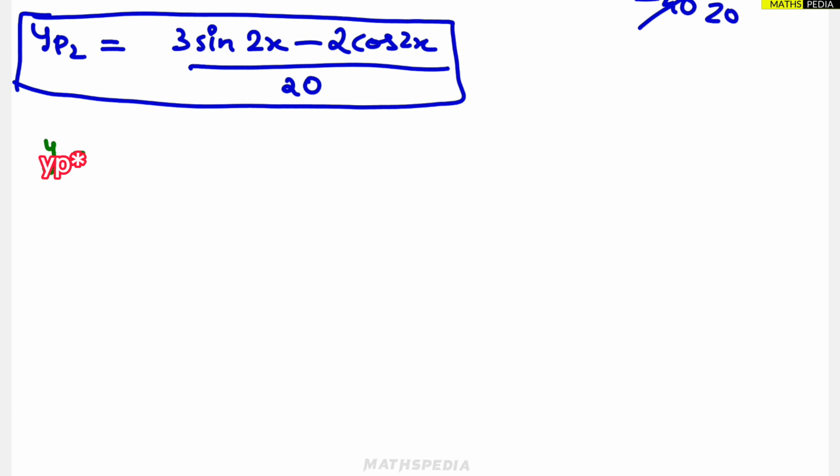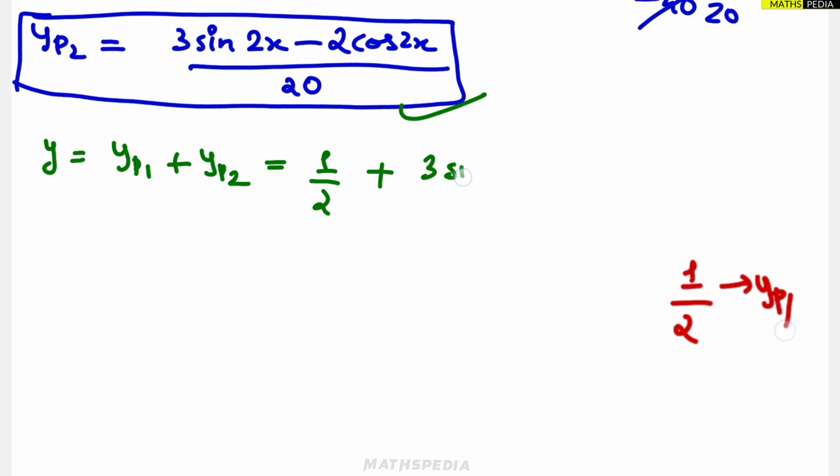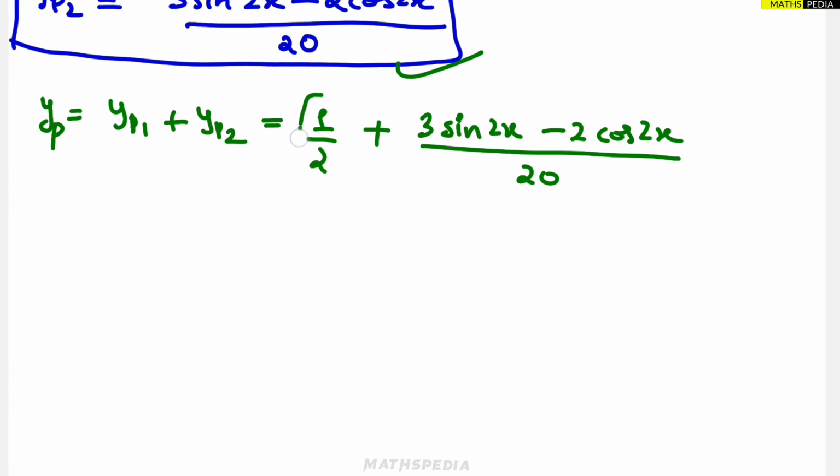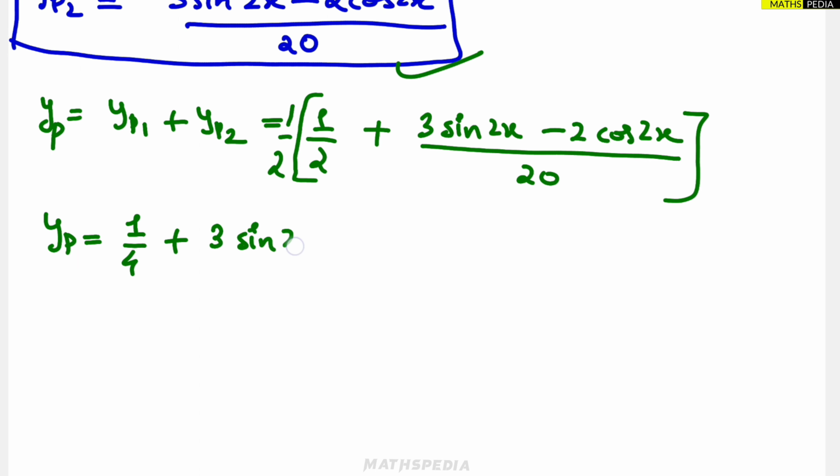So y value is equal to, see, we already know yp1 plus yp2. So yp1 value we already discussed, it was 1 by 2. yp2 value is nothing but this one. But the thing is, don't forget about the 1 by 2 outside. There was 1 by 2 outside. So we have to multiply that also. Then only you will get the yp value. So 1 by 4 plus 3 sine 2x minus 2 cos 2x by 40. This is yp.